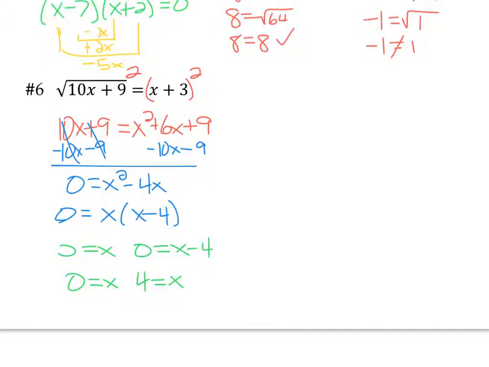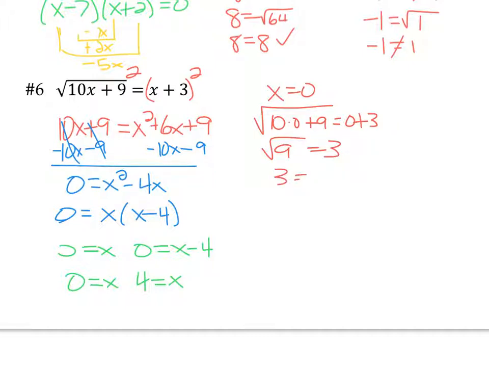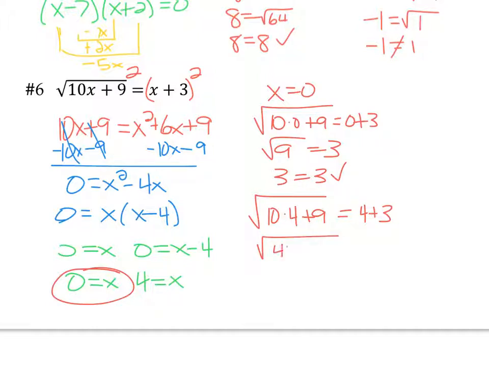We need to check these solutions. We need to plug them back into the original equation. So if we check x equals 0, we're going to have the square root of 10 times 0 plus 9 equals 0 plus 3. That's the square root of 9 equals 3. 3 equals 3. That checks. That was a solution. Now we'll plug a 4 in. We get the square root of 10 times 4 plus 9 equals 4 plus 3. It's the square root of 40 plus 9 equals 7. Square root of 49 equals 7. So we get 7 equals 7.